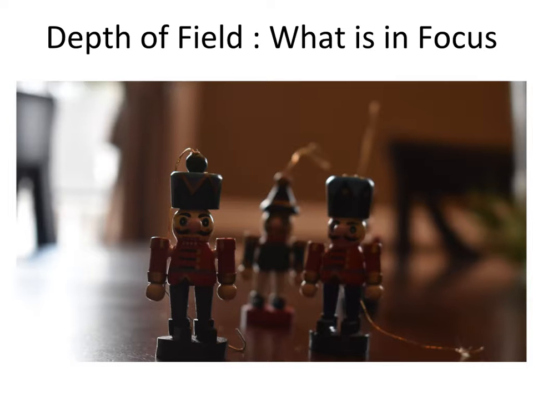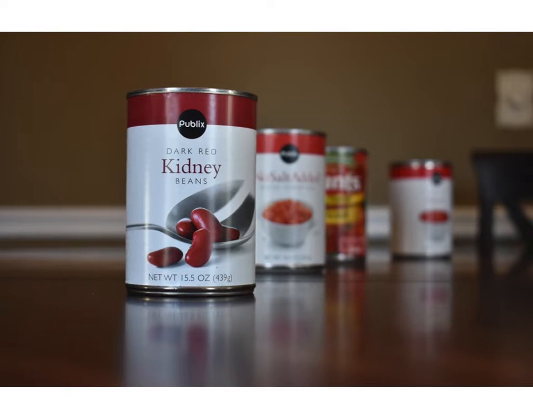So for example, somebody gave me these nutcrackers for Christmas. I put them on a table. I make the decision, okay, I only want the front nutcracker to be in focus. I want everything else to be blurry. Okay, so I want what's called a shallow depth of field. You can see here I took some cans. What if I only wanted you to be able to read the front can? Shallow depth of field.